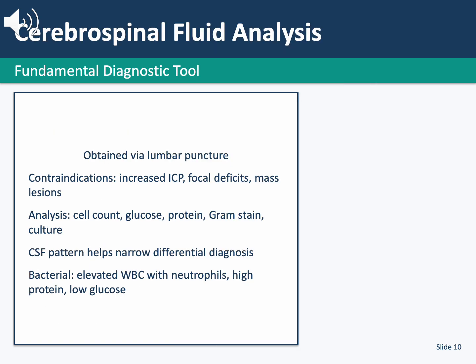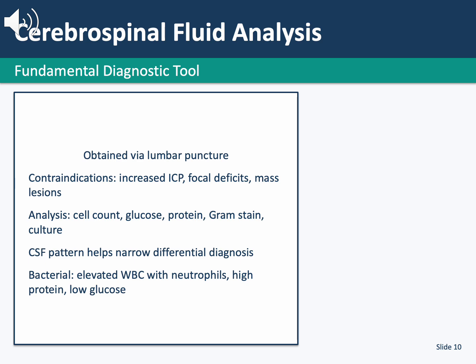CSF analysis is fundamental to the diagnosis of CNS infections. CSF should be obtained via lumbar puncture when there are no contraindications. Contraindications to lumbar puncture include signs of increased intracranial pressure, focal neurologic deficits suggesting mass effect, or imaging evidence of mass lesions. In these cases, neuroimaging should be performed before lumbar puncture. CSF analysis includes cell count and differential, glucose, protein, gram stain, culture, and molecular testing.